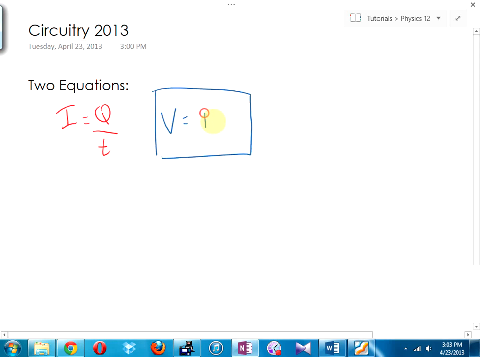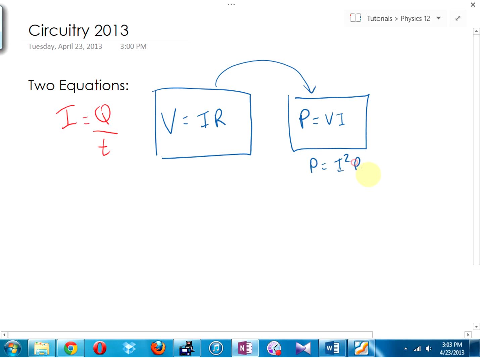Ohm's law and Joule's law. And remember, you can substitute into here. So you can substitute IR in for the V, and you'll get I times I times R, or I squared R. You can get the I by itself and substitute in for the I, and you'll get that too.